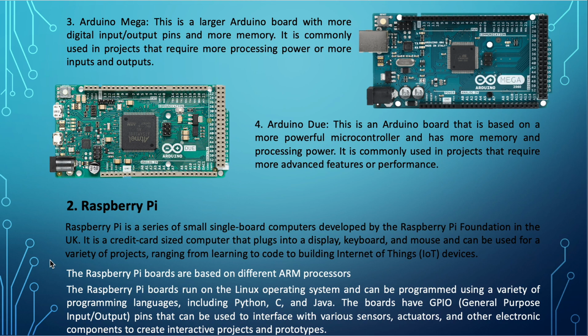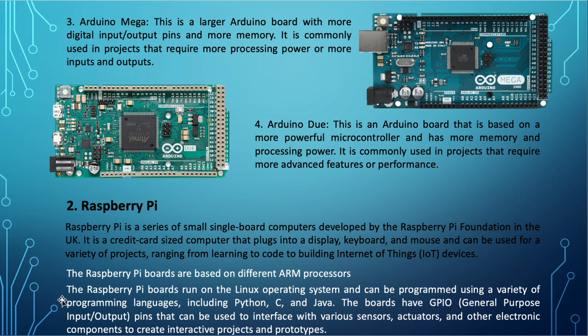So let me go through the statement, and then we will analyze the statement. The Raspberry Pi boards are based on different ARM processors, right? So yes, again like Arduino, we have a set of Raspberry Pi boards, right? But okay, we will analyze one by one.